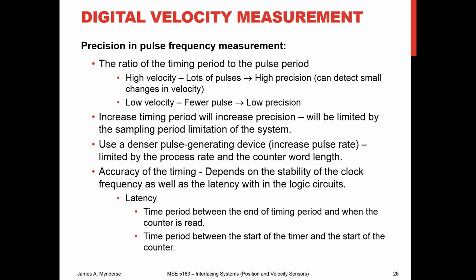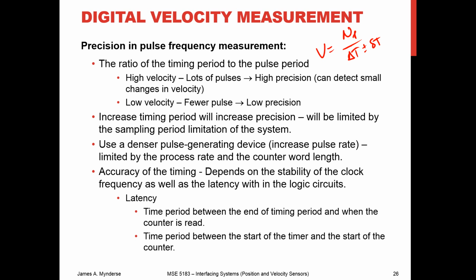So what affects the precision? Well, if you think about it, if it's moving very quickly, and I mentioned this, you get lots of pulses, and that's when you run into the potential overflow case. And so with lots of pulses, you've got relatively high precision, because remember that your velocity is going to be your number of pulses divided by your time, plus or minus some delta because there's potentially some error in your time measurement. And so if you've got a lot of pulses, you can detect a relatively small change in velocity.